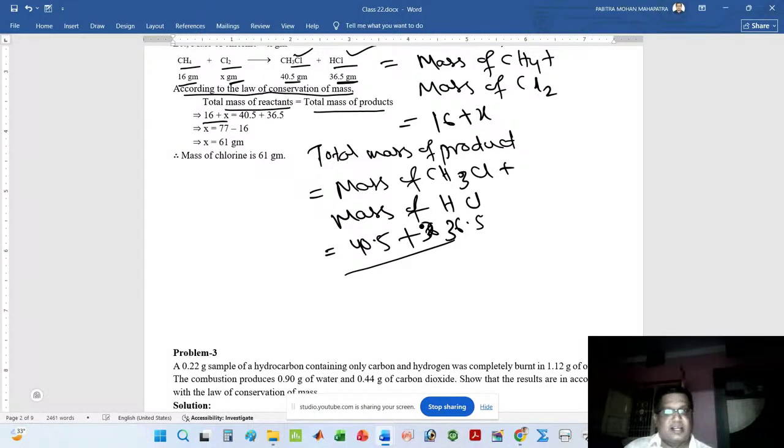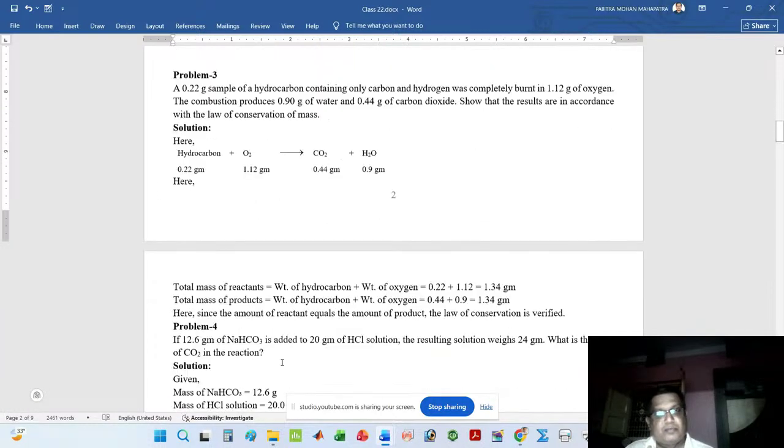So here I can write again, returning to the equation, 16 plus x is equal to 40.5 plus 36.5. If you add 40.5 plus 36.5, that is equal to 77. Change the position of 16 from left to right. Here plus 16 is given, so minus 16 is written on the right side. So x is equal to 77 minus 16. x is equal to 61 gram. So the mass of chlorine is your 61 gram. Next, move to problem number 3.